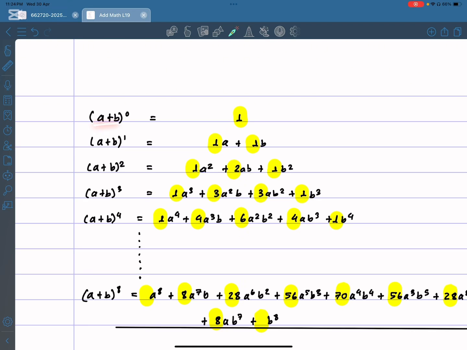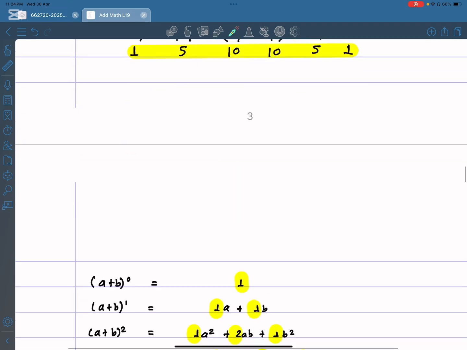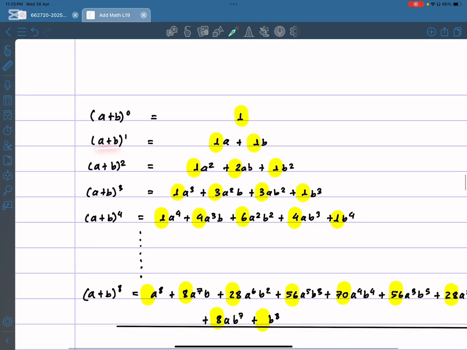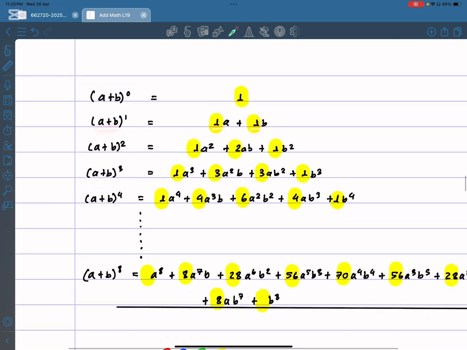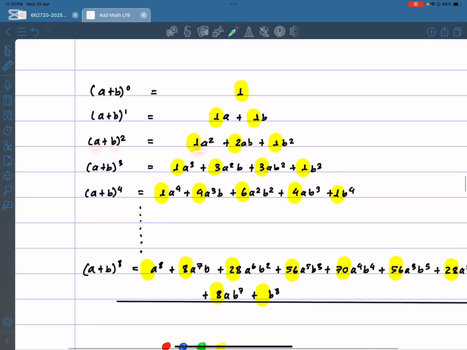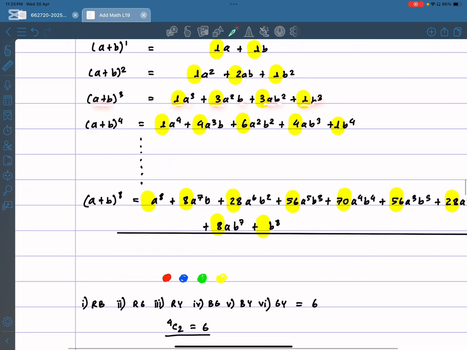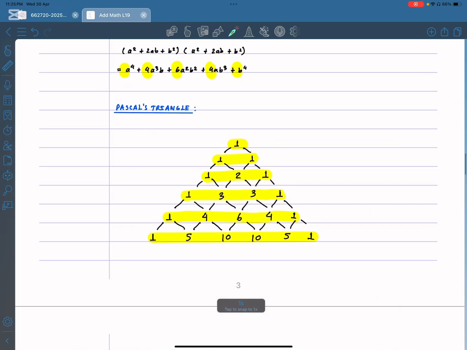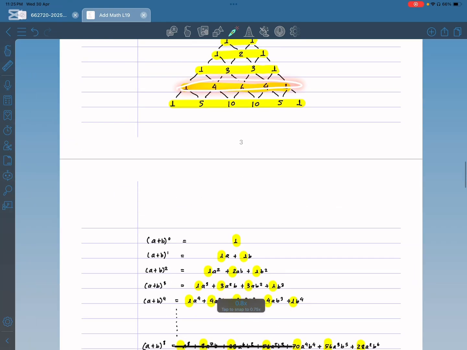So (a + b) to the 0 is 1. That's the first term in our Pascal's triangle. (a + b) to the 1 is 1a plus 1b. (a + b) squared is 1a squared plus 2ab plus 1b squared. And (a + b) cubed has coefficients 1, 3, 3, 1. I'm ignoring the terms because it will take time. (a + b) to the 4 has coefficients 1, 4, 6, 4, 1. It's exactly corresponding to Pascal's triangle.